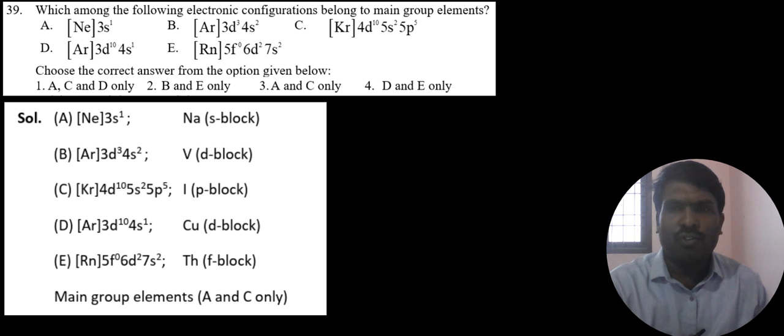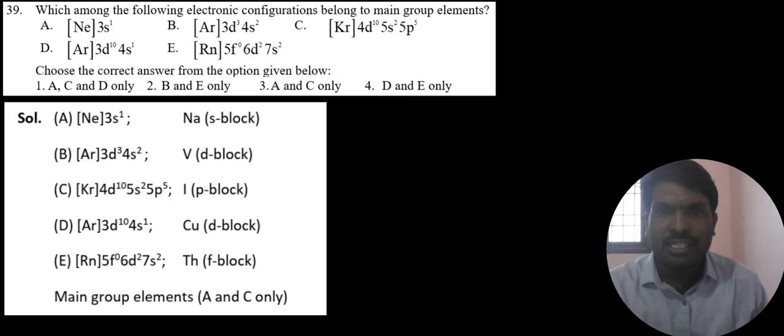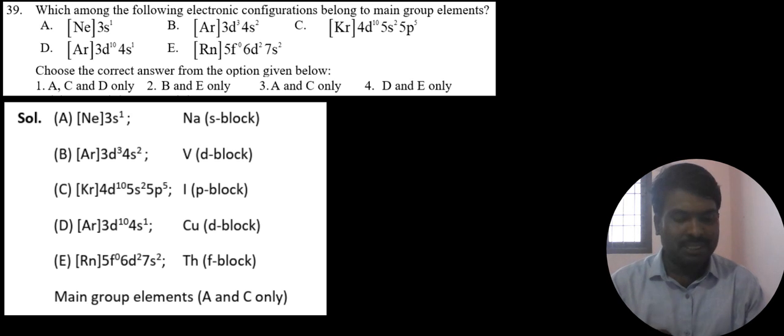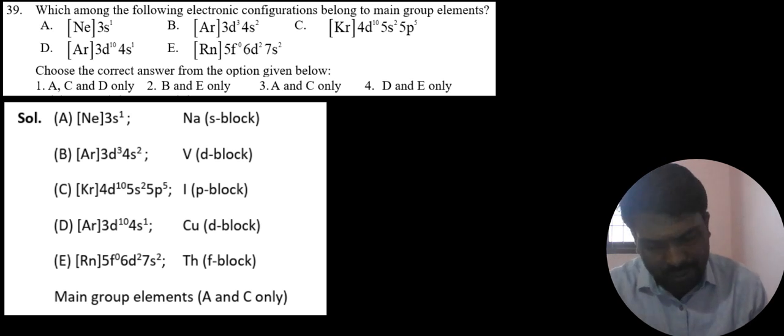Which among the following electronic configurations belong to main group elements? Main group elements means representative elements. Main group elements, representative elements, both are same.